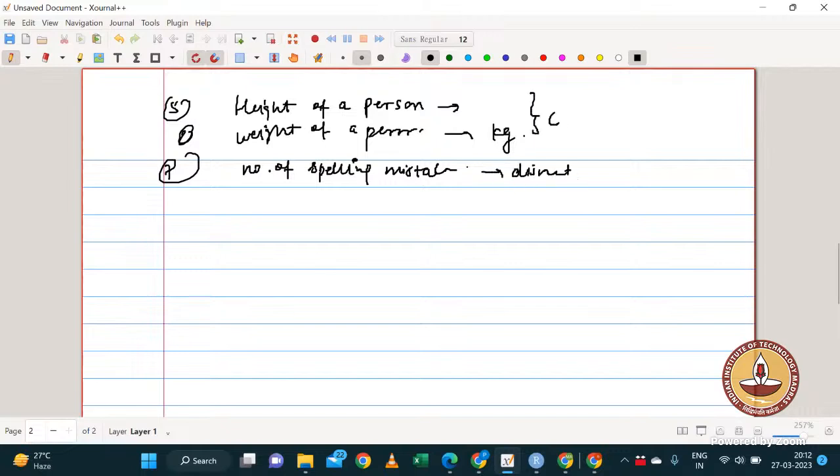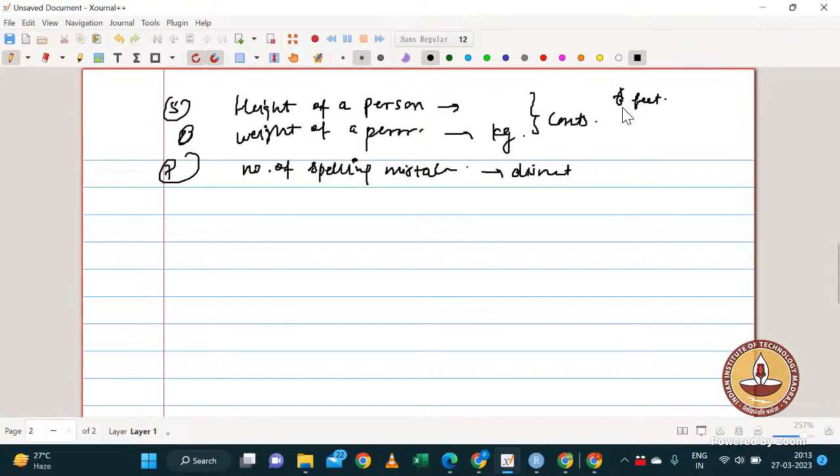Sir, but the height of a person, that can be discrete, right? Maybe we are measuring it, but it's a definite number, right? Go ahead, Anshul. See, sir, there is a person whose height is 6 feet. That's it, it's not changing. It's fixed, 6 feet.